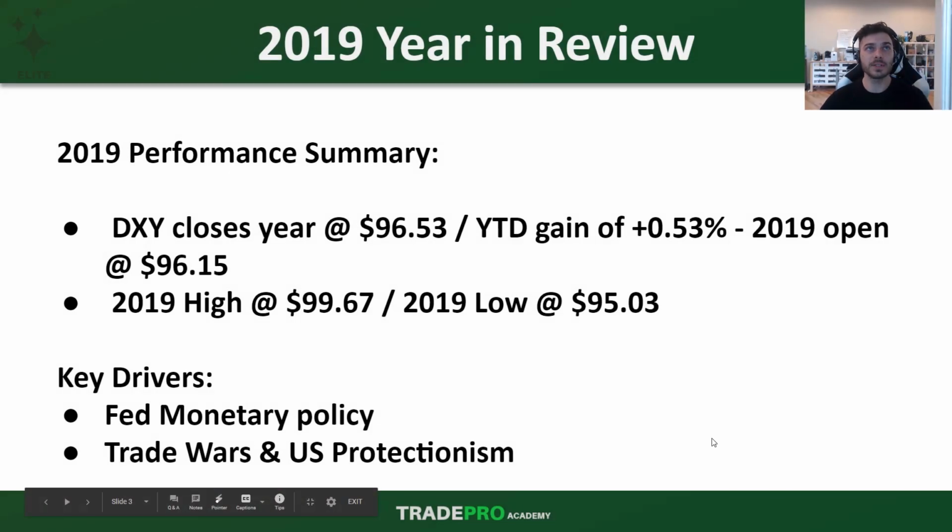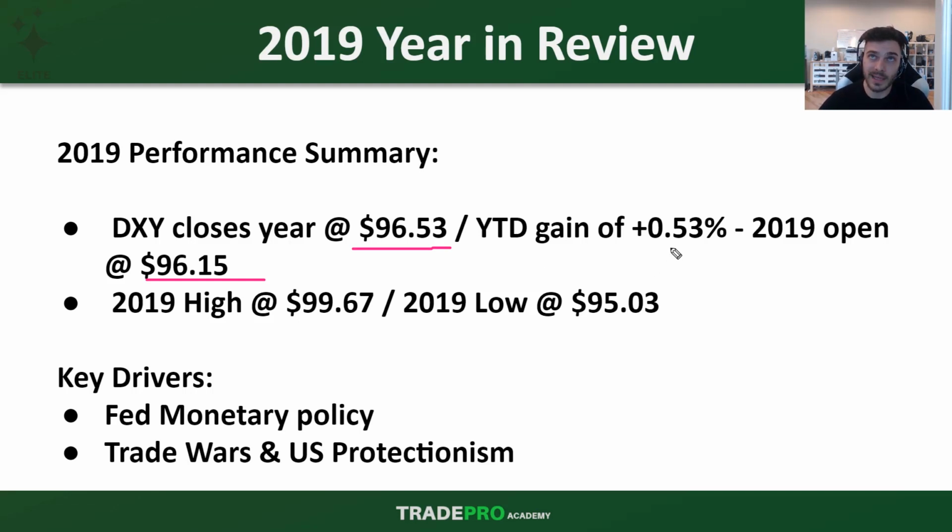All right, guys, so here's a performance summary for the US dollar basket from the year 2019. The year opened up at 96.15. We closed the year at 96.53. And this marks out a 0.53% gain for the US dollar basket against major and minor pairs. Now, the high for 2019 printed at 99.67, so just under 50 cents shy of the $100 round number, and the 2019 low printed at 95.03. And so that is just a quick look into what the DXY did.